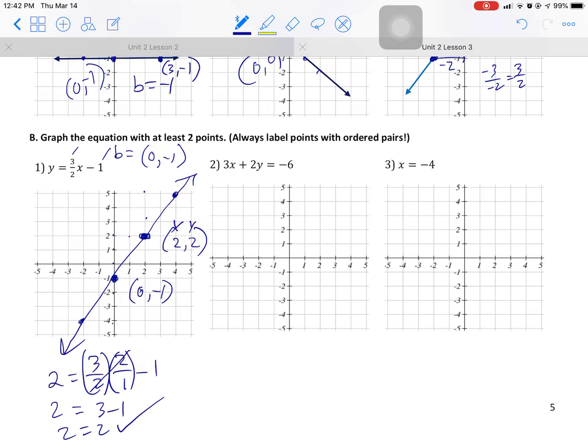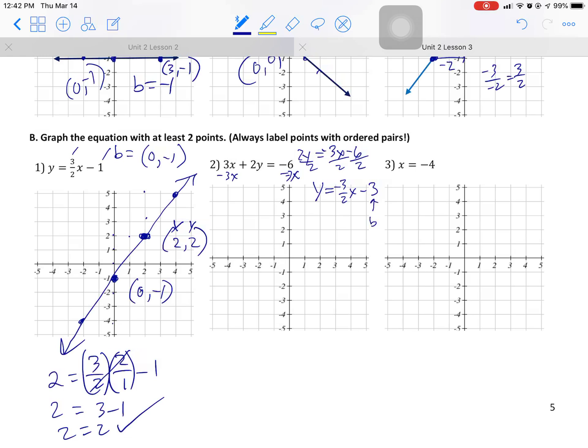This one, I can't tell what's going on. I need to turn it around first. Let's see. So I need the y on this side. So move the 3x over here. So this is 2y equals negative 3x minus 6, divided by 2. So the equation of this line in slope-intercept form is negative 3 over 2 is the slope, and 6 divided by 2 is 3. So that's the equation of the line in slope-intercept form.